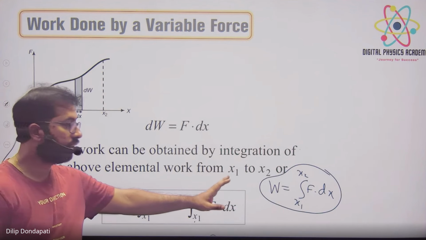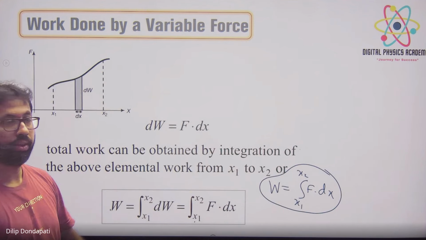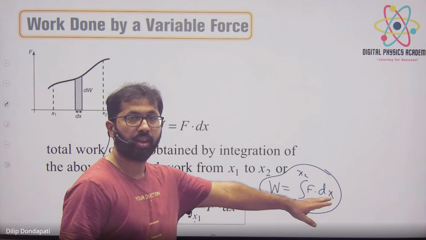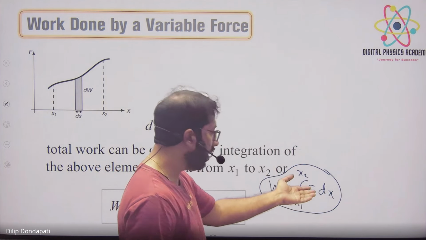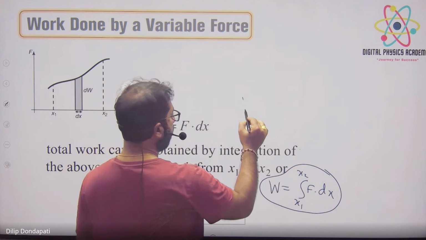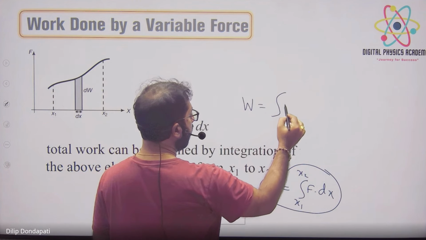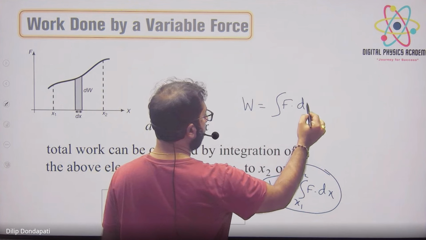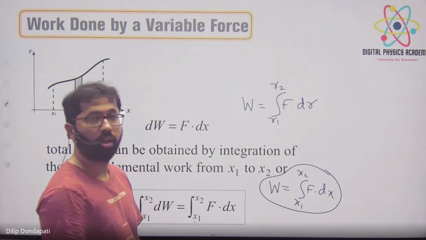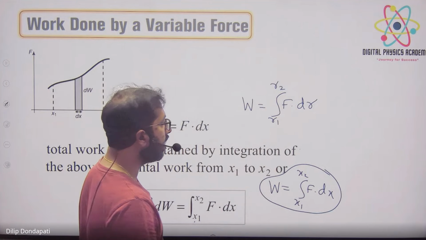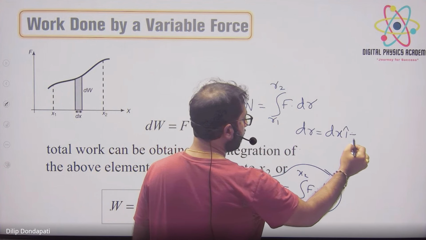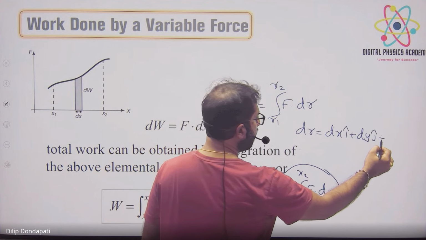Whenever the force is variable, work done is given by this. Here, this is only when it's changing in the x direction. If it changes in the y direction, y will come, and if in the z direction, z will come. But how do we write the general formula? W is equal to integral f dot dr, from r1 to r2. The position vector will be given to you. r1 to r2, f dot dr, where dr is always taken as dx i cap plus dy j cap plus dz k cap.